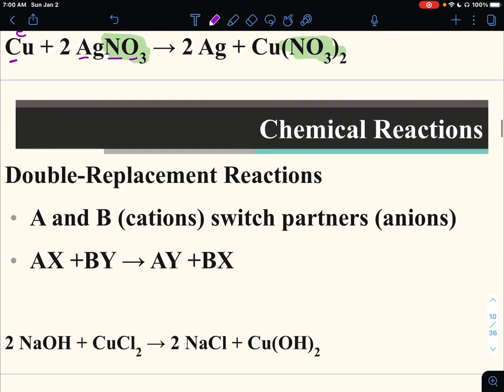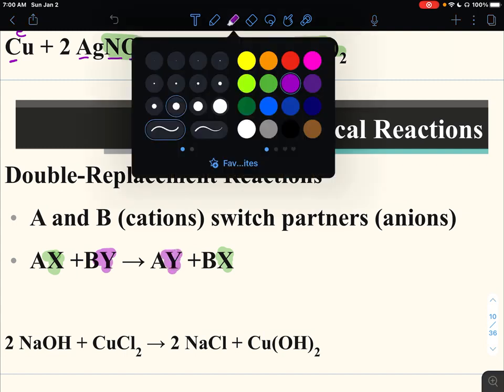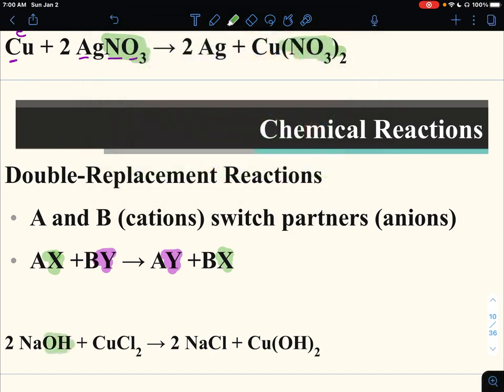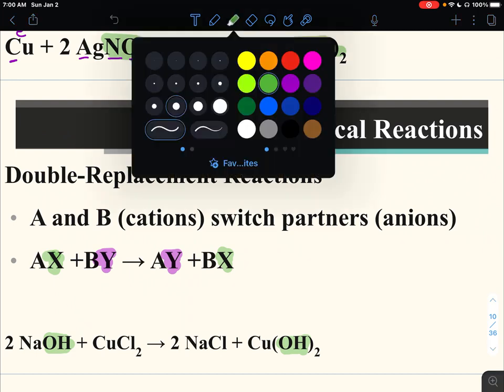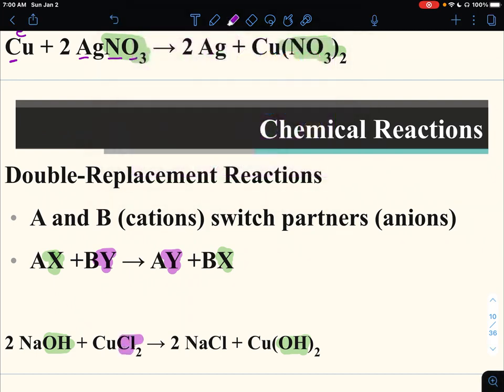But if we go to double replacement, we're going to have an X switching from A to B. And then we also have a Y switching from B to A. So if you look here, we have OH going from Na to Cu. And then we have Cl going from Cu to Na. So they are switching partners.